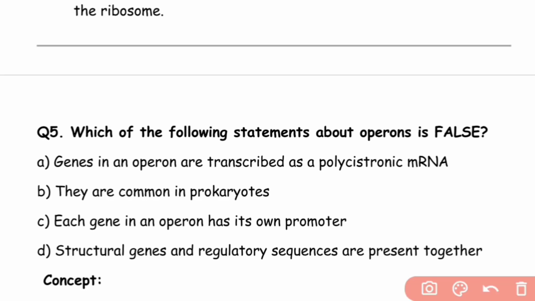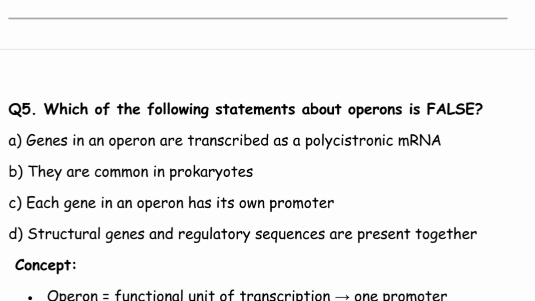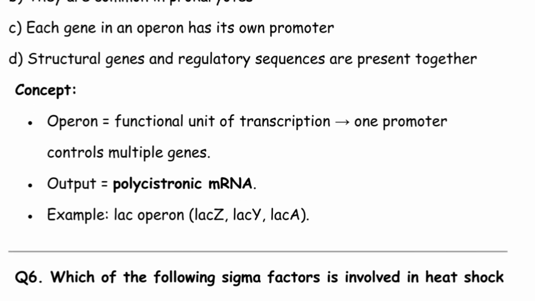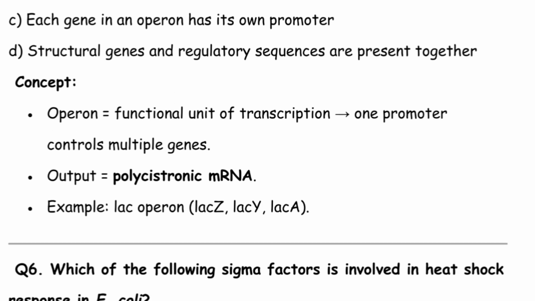This statement is not true. It is false. All the other three are correct in the case of operons in prokaryotes. What is an operon? It is a functional unit of transcription. One promoter controls multiple genes, and as a result it forms a polycistronic mRNA. An example is the lac operon, Z, Y, A. These are structural genes. All these structural genes are controlled by one promoter.